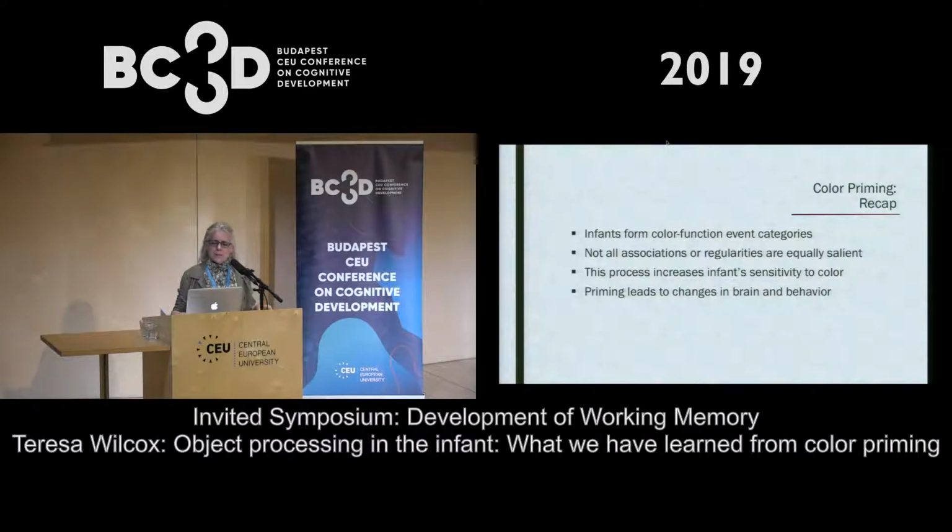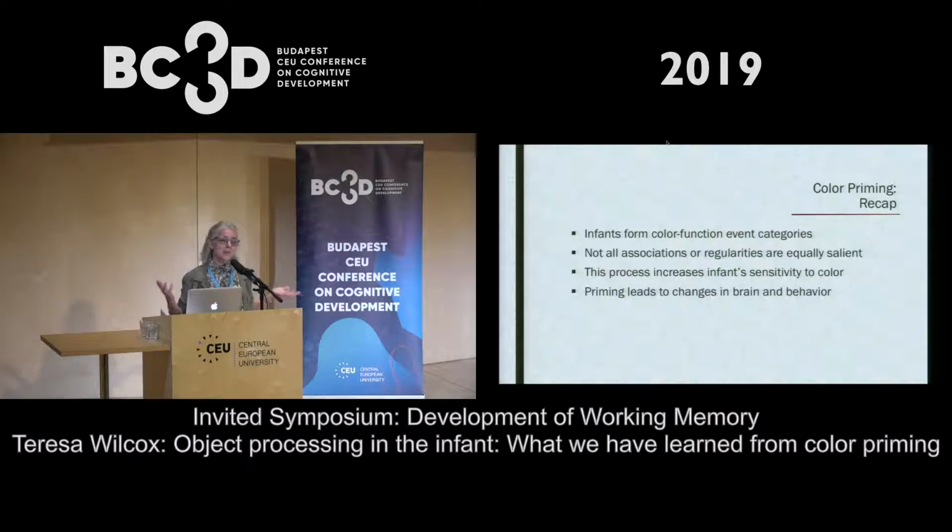Okay, so now I just want to recap up to now, like this is the basic phenomenon. So I want to recap what I've talked about so far. Babies form color function categories. What's really intriguing about this is that it suggests that babies are kind of working very hard to make sense of their world, and they're linking together information to which they might typically not be sensitive to information to which they find very salient, but not all associations or regularities are salient.